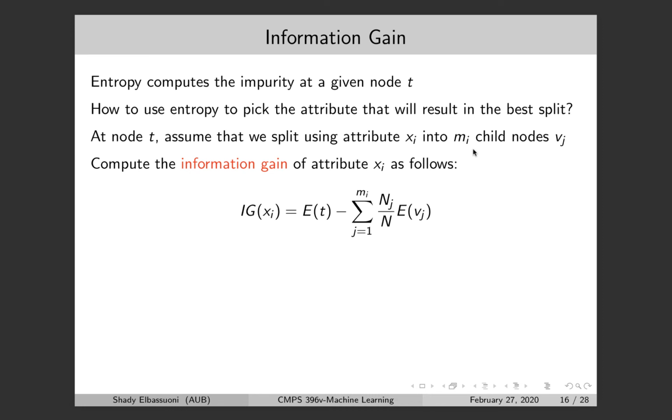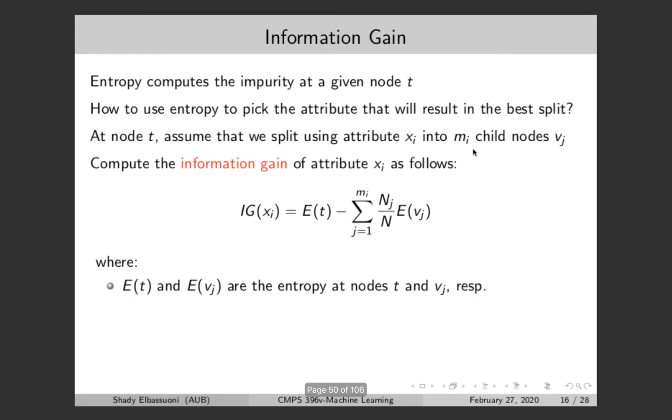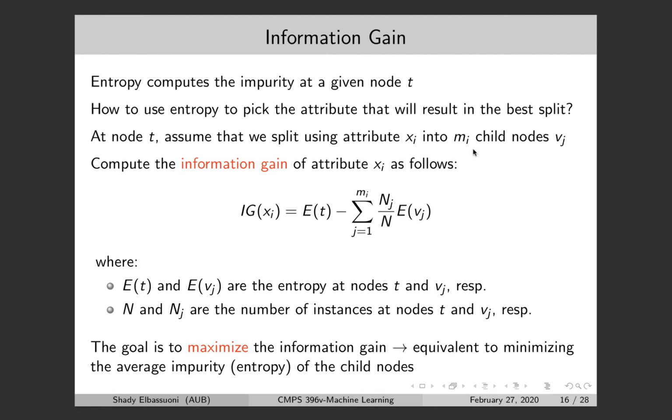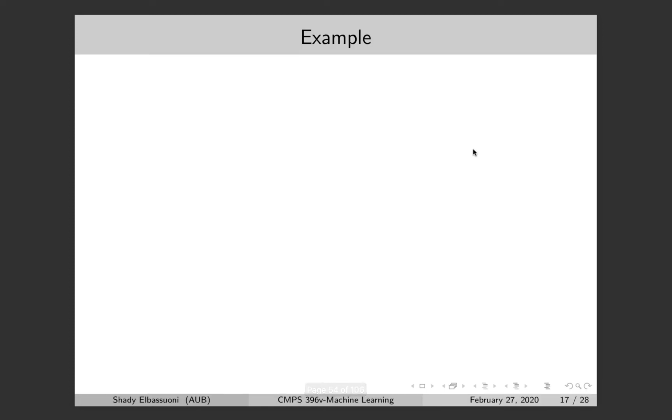where E(T) and E(Vj) are the entropy at nodes T and Vj respectively, N and Nj are the number of instances at nodes T and Vj respectively, and the goal is to maximize the information gain. So I want to maximize the information gain. This is equivalent to minimizing the average impurity or entropy of the child nodes. Okay, so this is all too abstract. Let's look at an example.